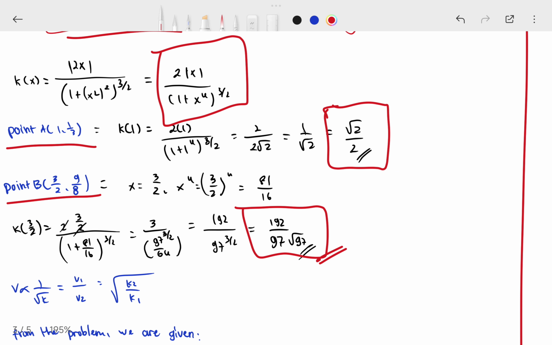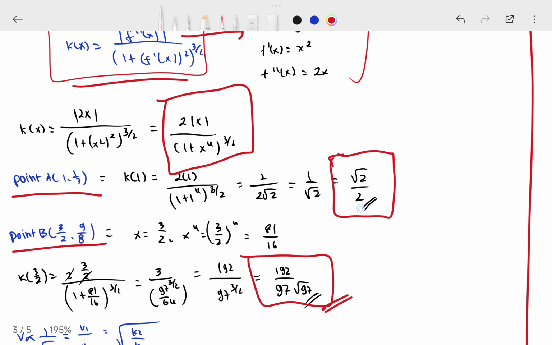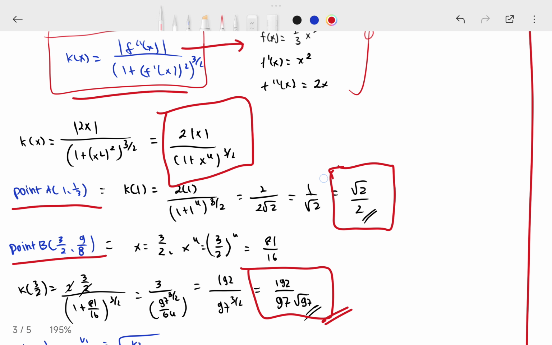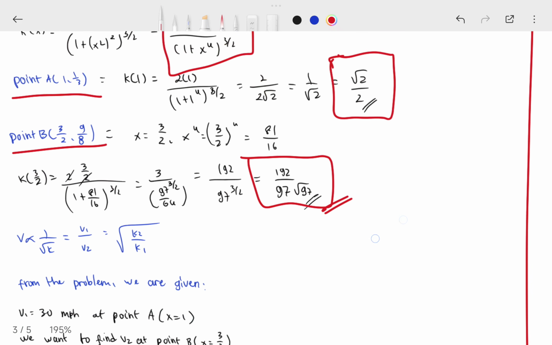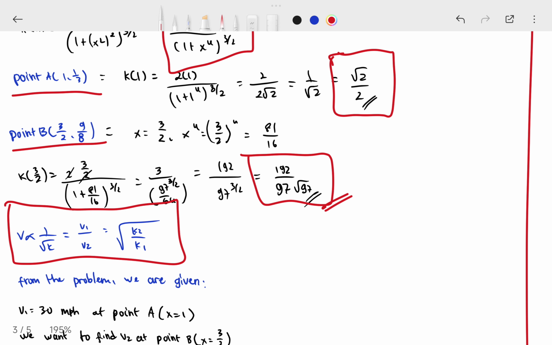The result is 192 over 97 square root of 97. Okay, so let's put the results for point A and point B into the k(x) formula. We want to find speed 2 based on speed 1, so it is the square root of k2 over the square root of k1.